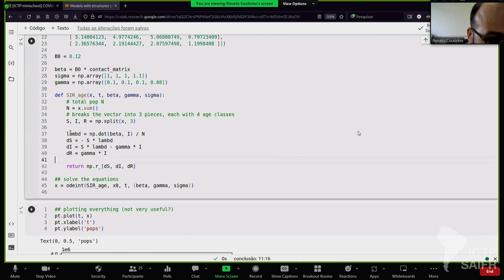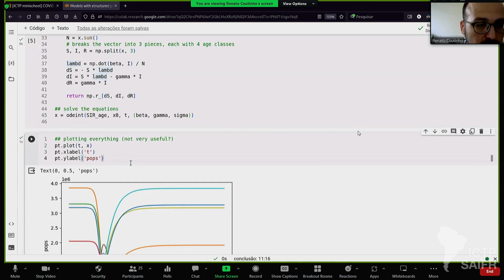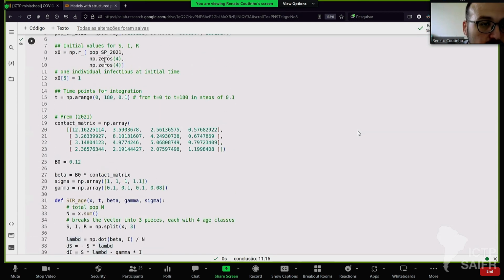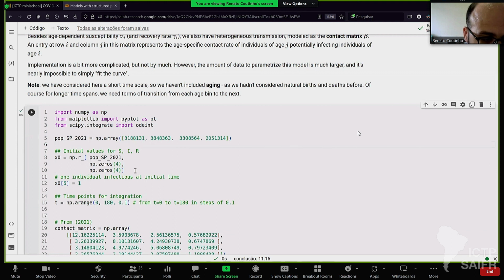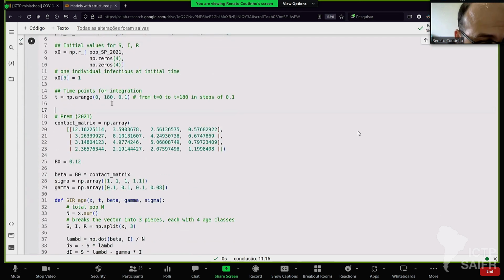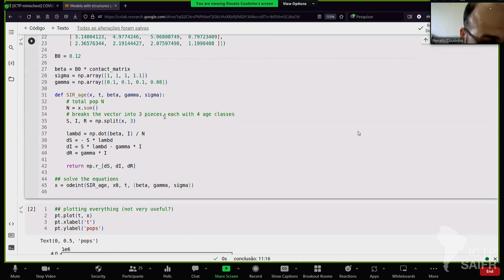So you see the lambda here that shows up is the matrix product of beta times I, right? And then when you solve this equation, I included 4 age classes here, at 20 year intervals: from 0 to 20 years, 20 to 40, 40 to 60, and 60 plus, of age. I think these are values for the city of São Paulo.